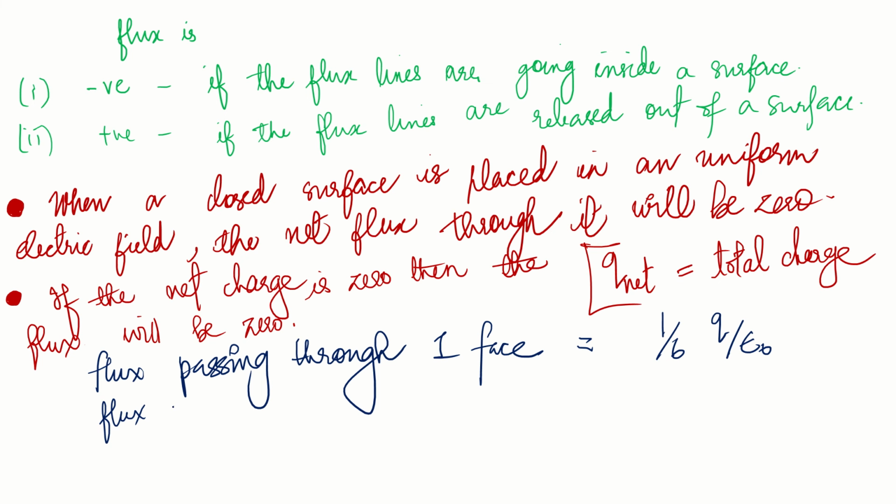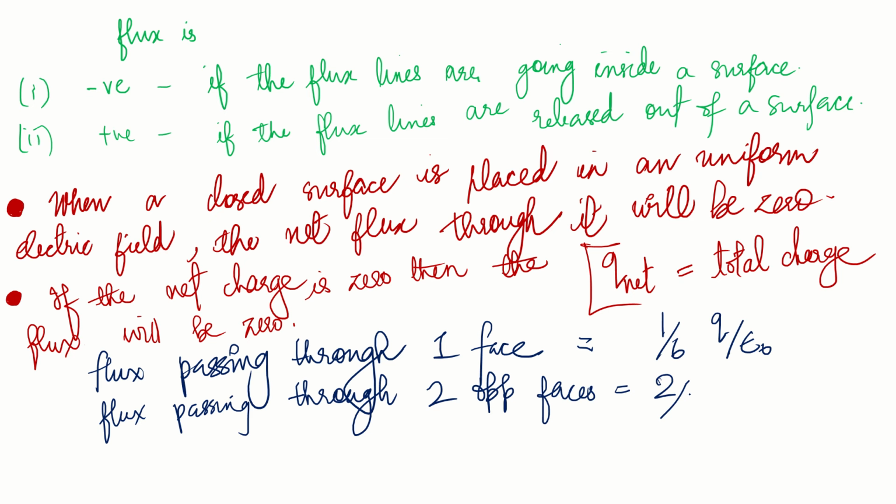And if you are asked to find the flux passing through two opposite faces, flux is equal to 2 by 6th of q by epsilon naught, which is 1 by 3 q by epsilon naught. Flux passing through one face is 1 by 6th of q by epsilon naught. Flux passing through two opposite faces is equal to 2 by 6th q by epsilon naught, which is 1 by 3 q by epsilon naught. If you get such a question, then you have to use these.